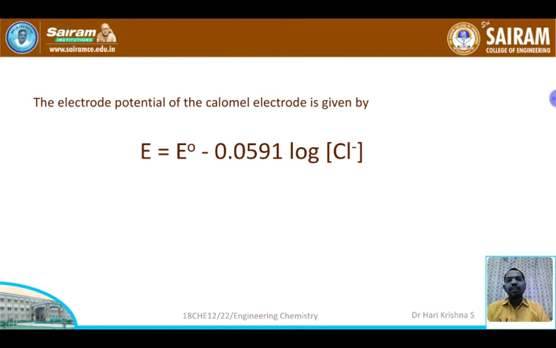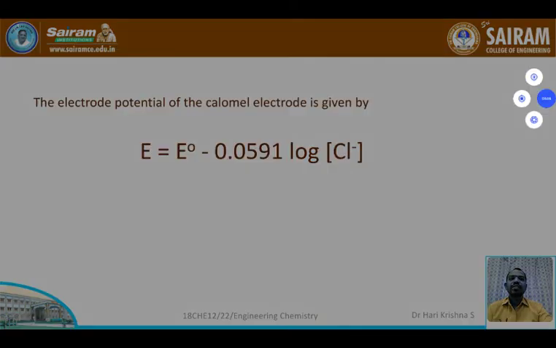For instance, if you are using 0.1 normal KCl, then the electrode potential will be 0.334 volts. If we are using 1 normal KCl, then the electrode potential will be 0.28 volts. And if you are using saturated KCl, then the Calomel electrode potential will be 0.2422 volts. So as the concentration of KCl changes, the electrode potential of the Calomel electrode also changes.